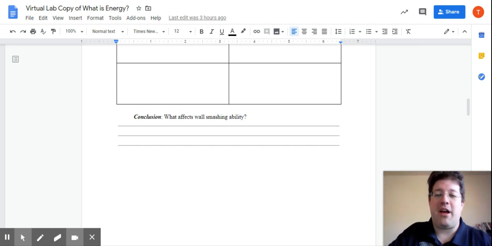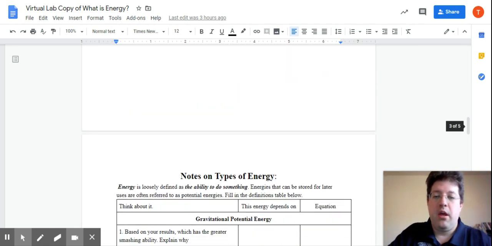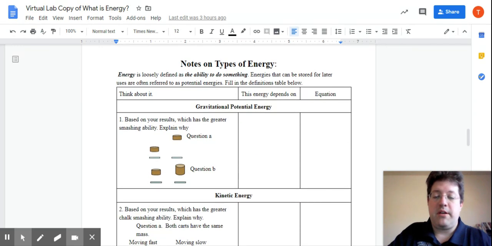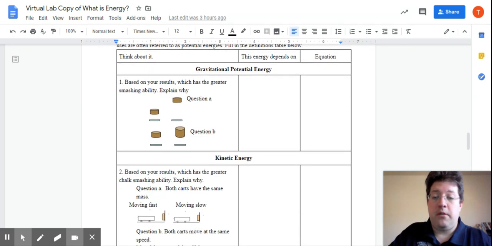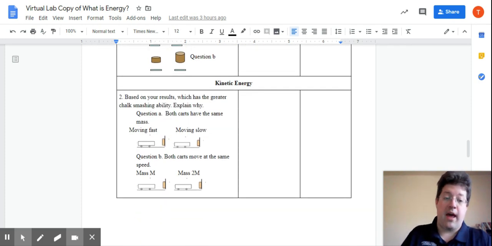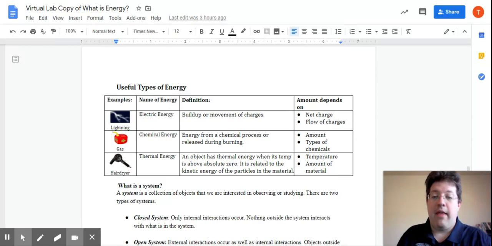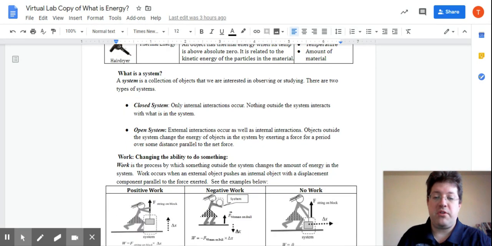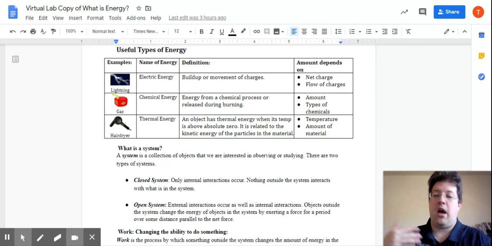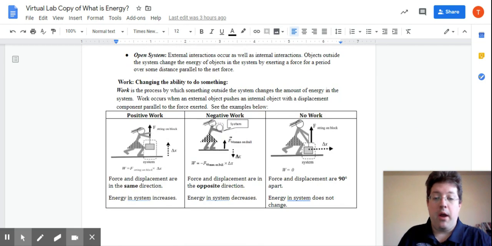I suppose your parents are probably not going to thank you for making a huge one, but this might be a useful way to do it. Then here you're going to answer the questions. Don't worry about the equation. We're going to go through that a little later in the class. And then here are some notes for you as to what systems are, some of the other types of energy, and what work is.